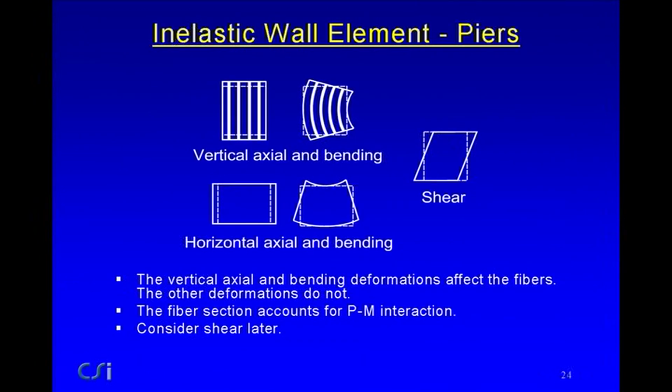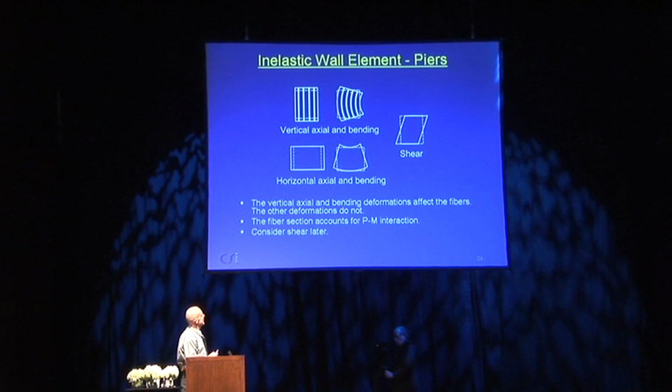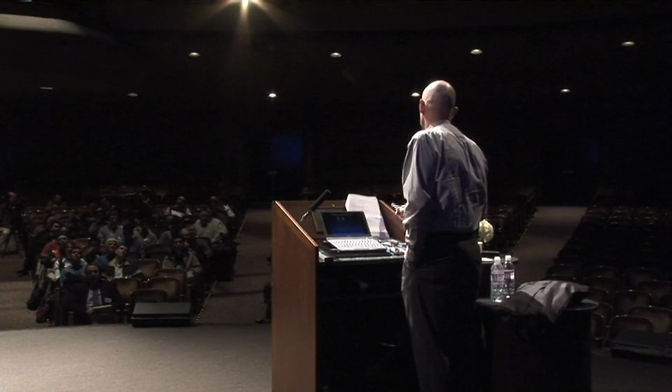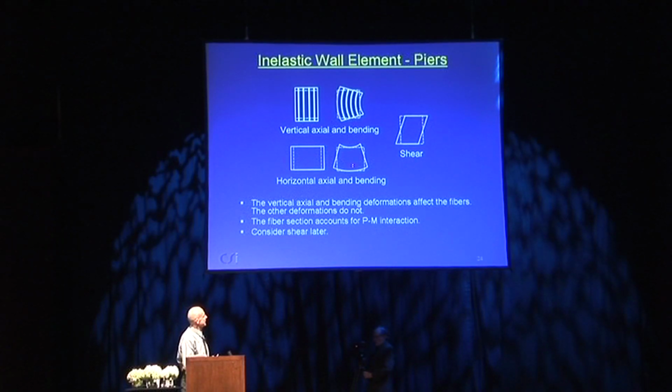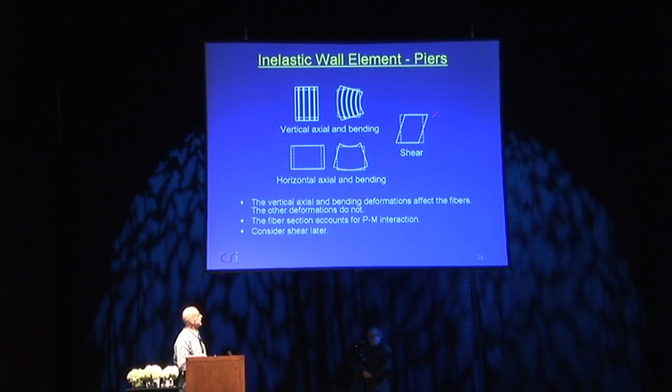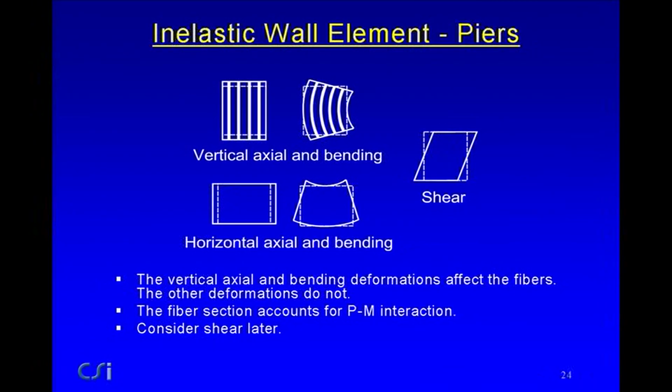If we look at an inelastic wall element, what you would do for a pier, for a vertical axial and bending, this is where you would use the fiber section. The horizontal cross-section is a fiber cross-section, and the fibers run vertically. So when you have axial extension and bending, this deforms the fibers. Horizontally, it's assumed to be elastic. You still have axial extension and bending, but in this element, it's assumed to be elastic. And I'll talk about shear later on. That can be elastic or it can be inelastic. It depends. So the vertical axial and bending deformations affect the fibers. The others don't. And the fiber section accounts for PM interaction. We'll consider shear later.